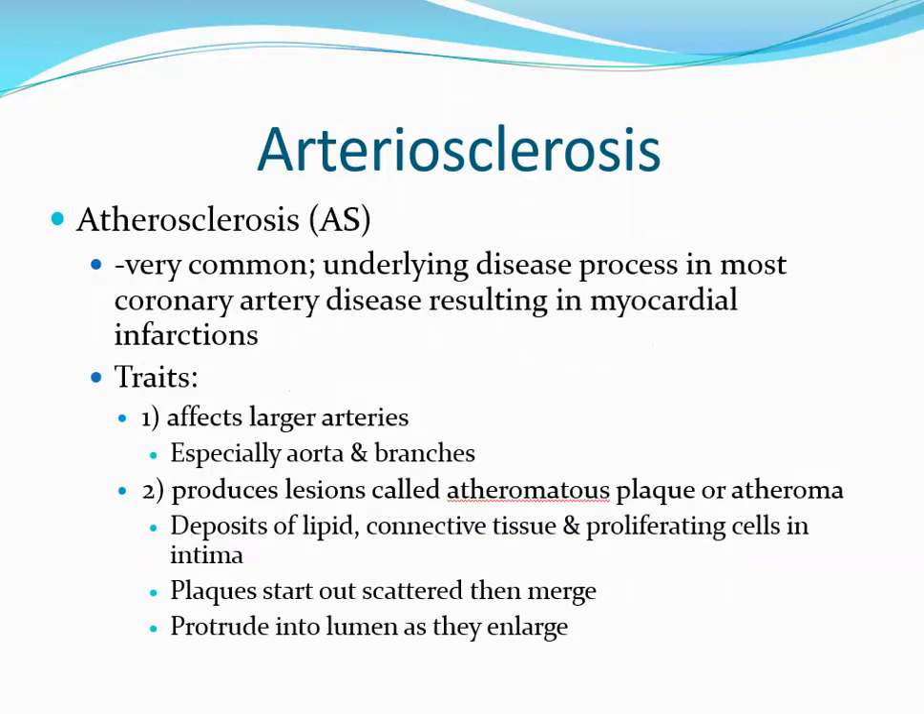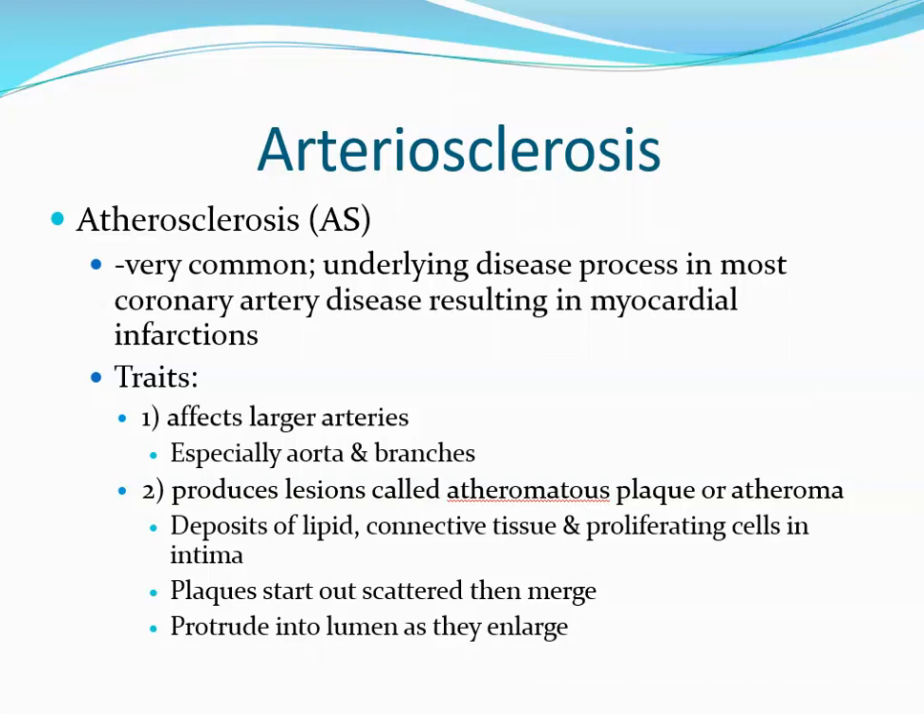The big one is atherosclerosis. This is a very common form. This is the underlying disease process in most coronary artery disease that results in myocardial infarctions and also cerebrovascular accidents. This form affects the larger arteries, especially the aorta and its branches. It will produce characteristic lesions known as atheromatous plaques or atheromas.